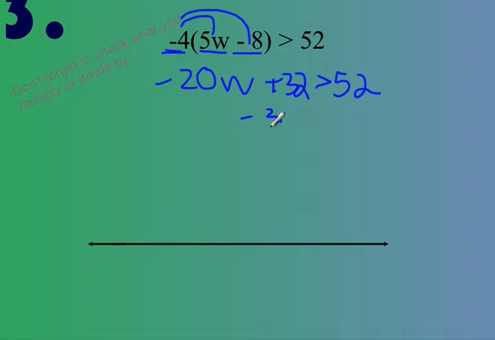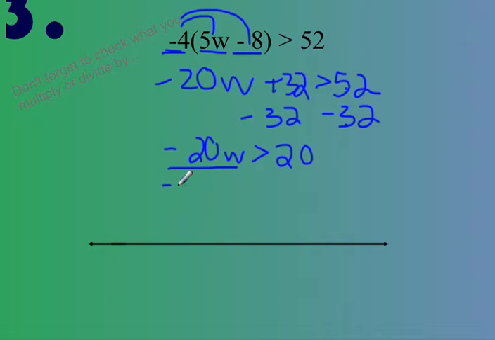So then we're going to subtract 32 from both sides. And I get negative 20w is greater than 52 minus 32. And when I subtract those, I'm going to get 20. So now I'm going to go ahead and divide both sides by a negative 20. And when I do that, I flip the symbol. So that'll give me w is less than negative 1.